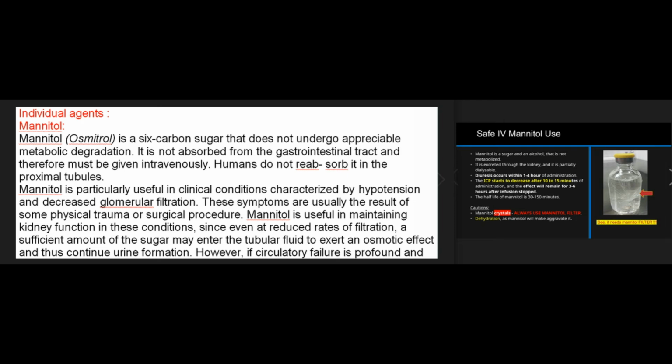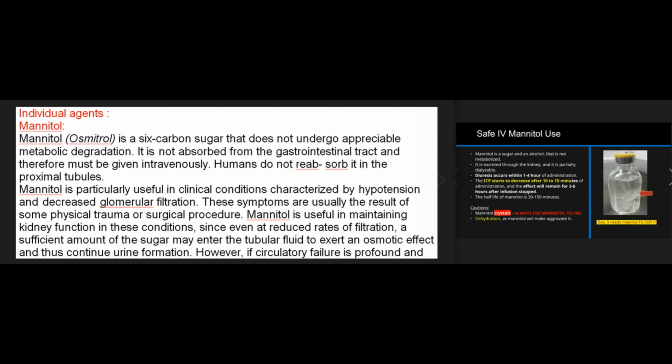Mannitol is particularly useful in clinical conditions characterized by hypotension and decreased glomerular filtration. These symptoms are usually the result of some physical trauma or surgical procedure. Mannitol is useful in maintaining kidney function in these conditions, since even at reduced rates of filtration, a sufficient amount of the sugar may enter the tubular fluid to exert an osmotic effect and thus continue urine formation.